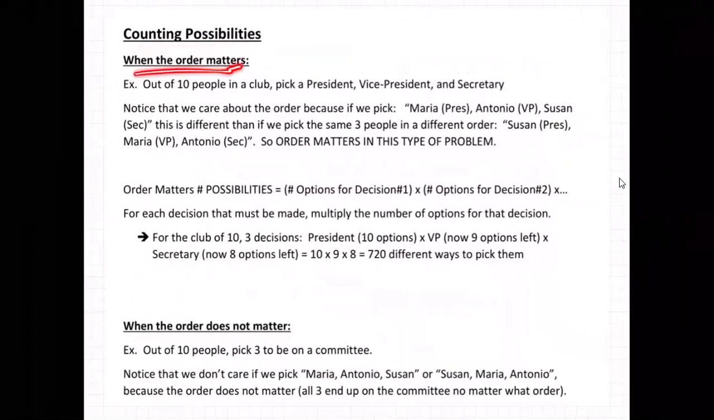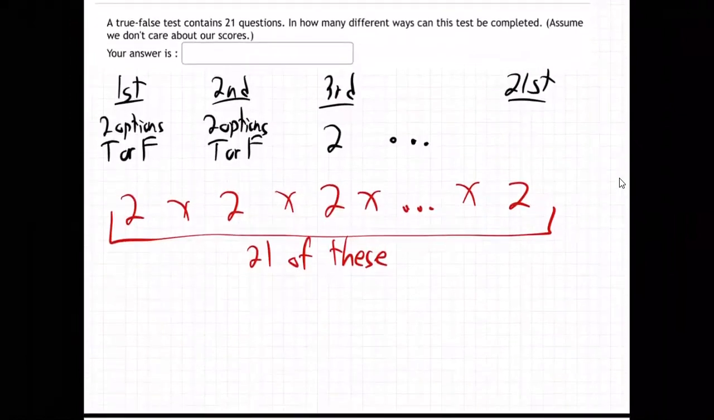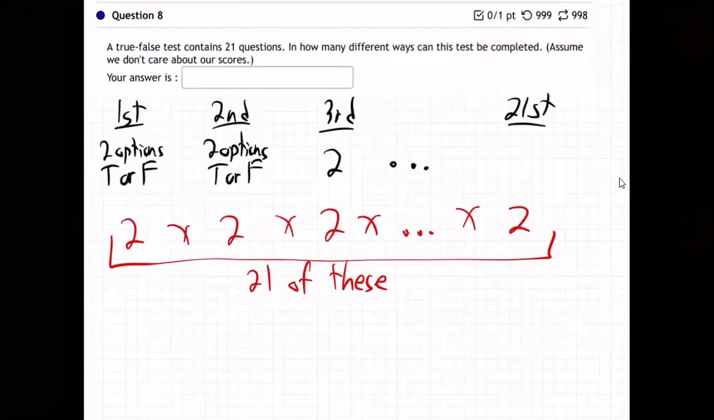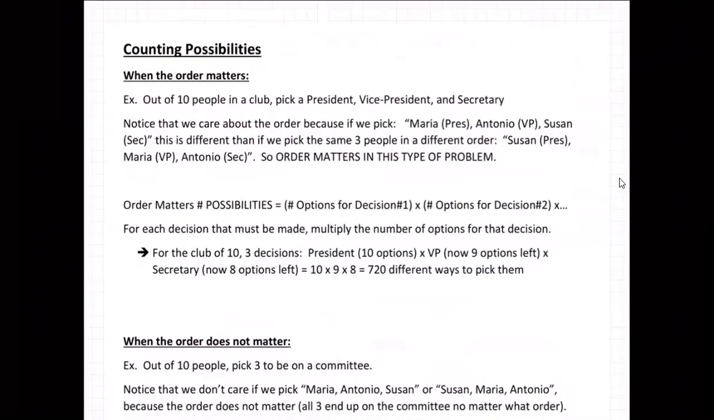When the order matters. So I know that might seem like a strange phrase. I'll explain it more as we go on, especially on the next section. But the order matters here, right? We have a first question, a second question, a third question. It's different if you put a true on the first and a false on the second, or a false and a true, right? The order matters, of course, on a test. The order of the question matters.